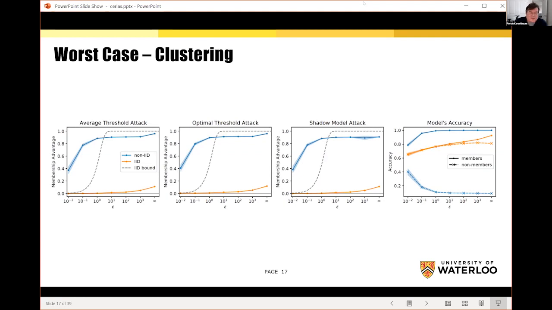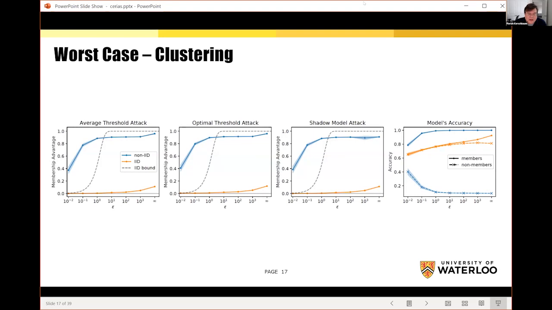And now we applied 3 different kinds of attacks. The average threshold attack is the exact attack as Yeom et al. The optimal threshold attack is Yeom's attack with an improved threshold. And the shadow model attack is Shokri et al.'s attack, which was actually the first membership inference attack that there was. And all 3 of them break the bound clearly and significantly. I mean, they go all the way up to almost 90% accuracy, or 80% accuracy when the bound would say it has to be less than 10%.